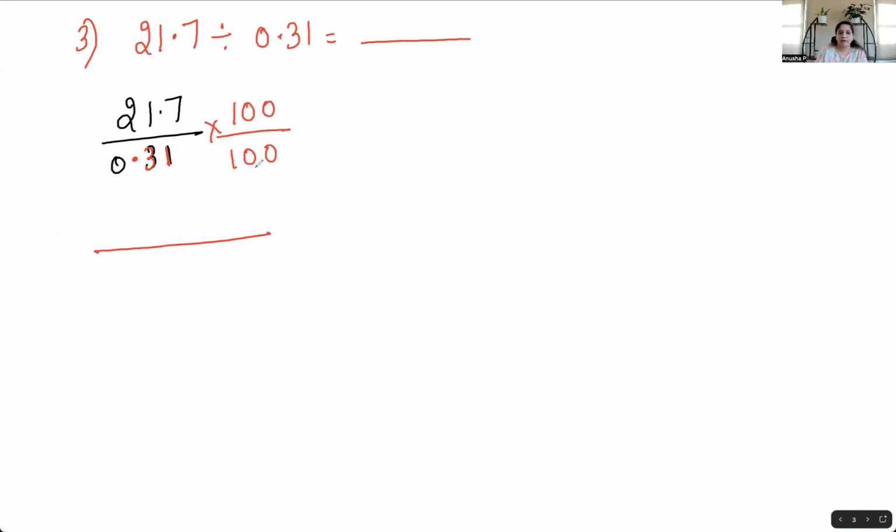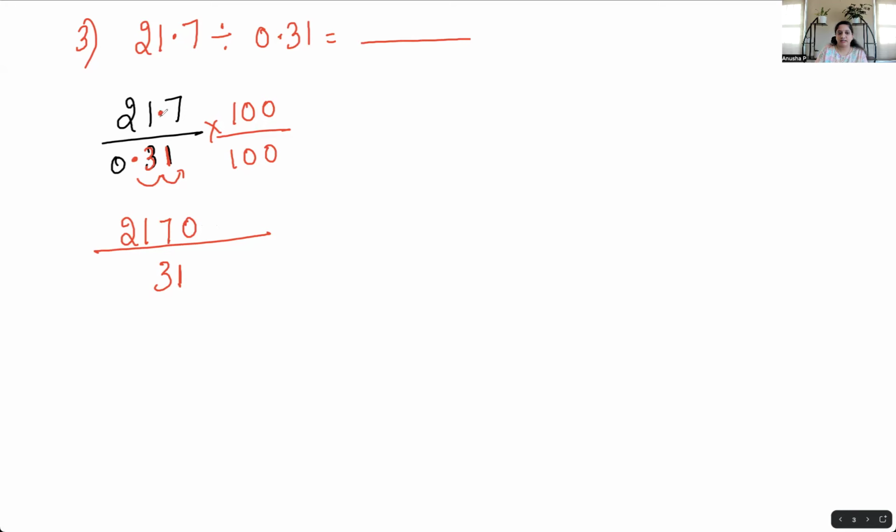So when you multiply by 100, the decimal point will move two places to the right. So when it jumps two places to the right, it will become 31. Here on the top, when you move two places to the right, we have only one place there. And for the second place, we will keep 0 because we don't have digits here. We have only one digit.